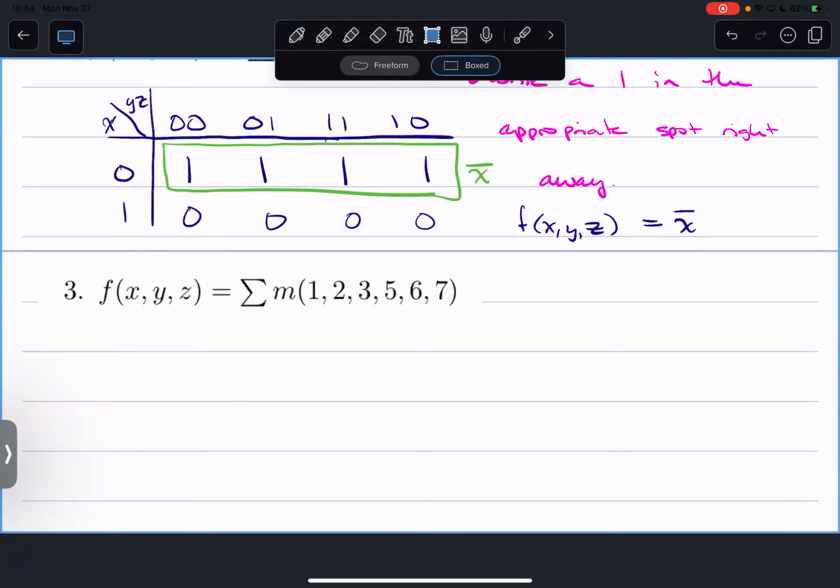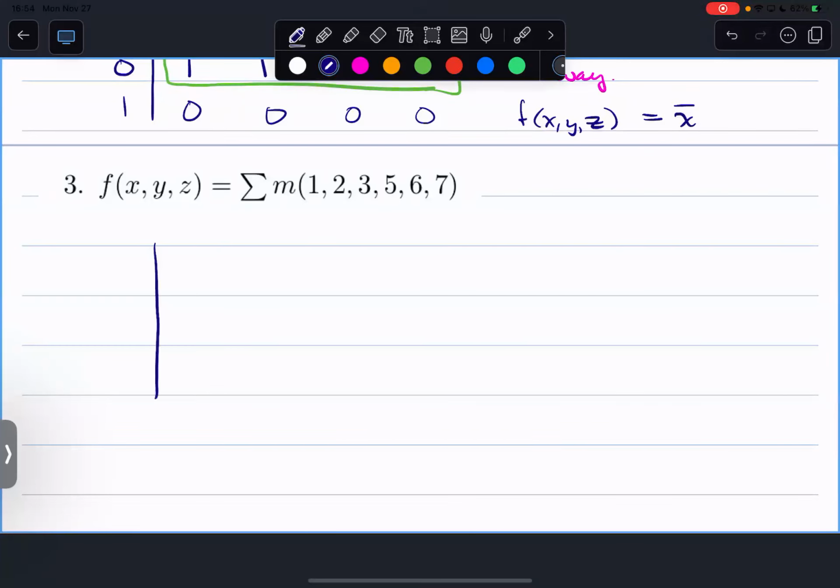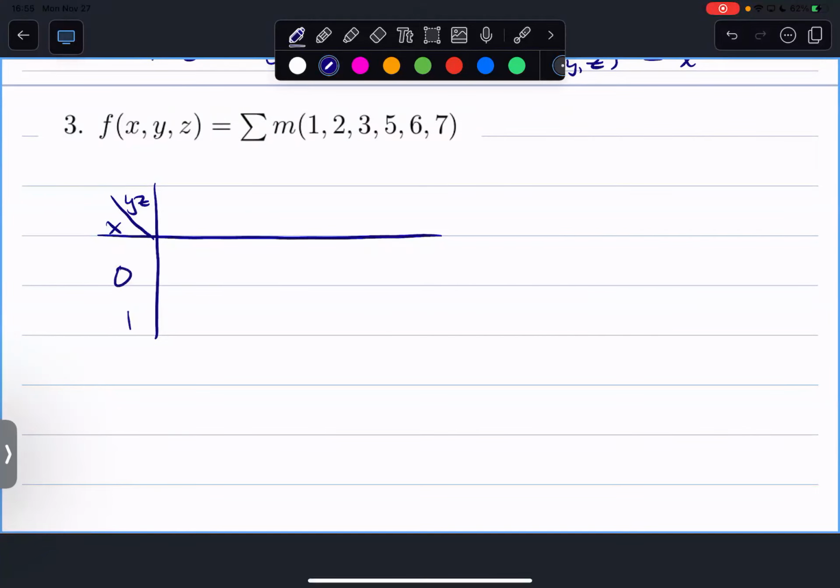Bigger. Let's see if we can pull this off. I know we can. X, Y, Z. 0, 1, 0, 0, 0, 1, 1, 1, 1, 0.